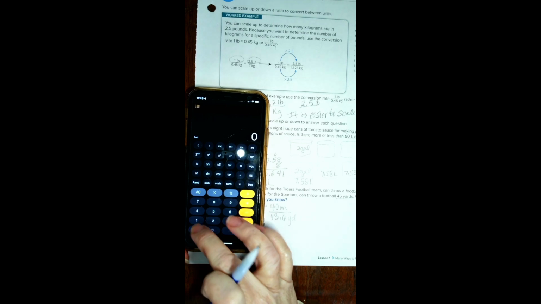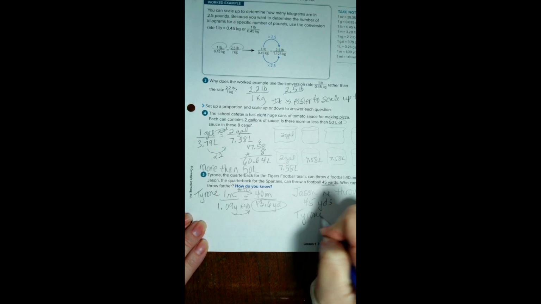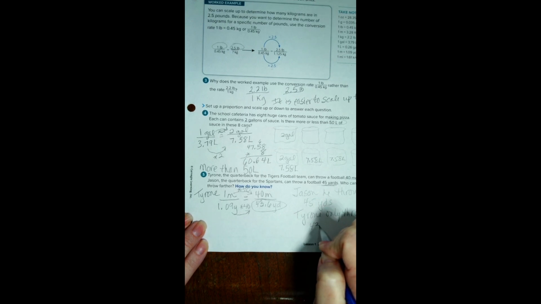Let me show you that real quick. 1.09 times 40 is 43.6 yards. So Tyrone throws 43.6 yards. Jason throws 45, so who throws further? Jason. He throws 45 yards. Tyrone only throws 43.6 yards.